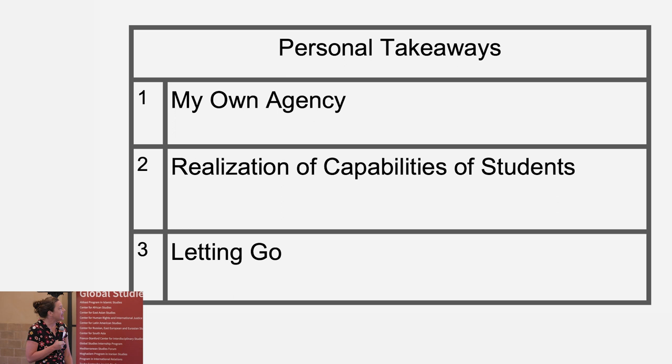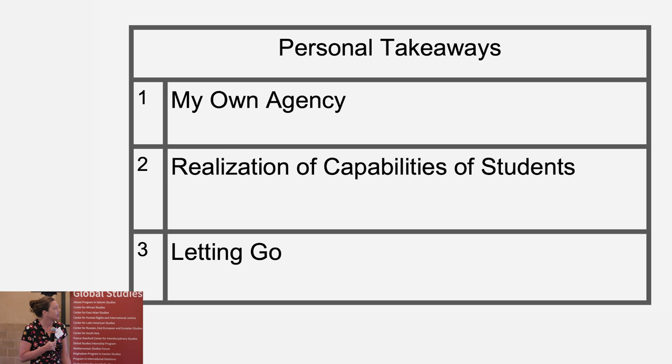Personal takeaways. I would say my own agency. I think before I did this project, I never realized how far beyond the borders of my classroom I could go. And so we're really trying to give the students their own agency, but I definitely developed that myself doing this. And like Dr. Queenan said, just the realization of the capabilities of the students, just seeing what they can do if you give them the time and space, it's really amazing.